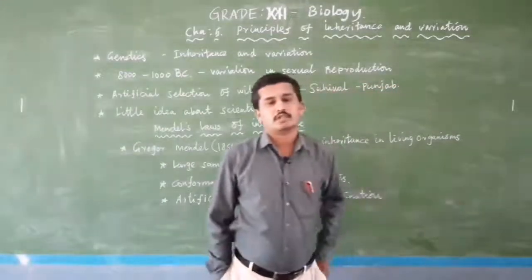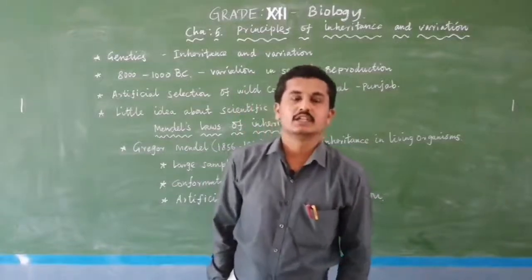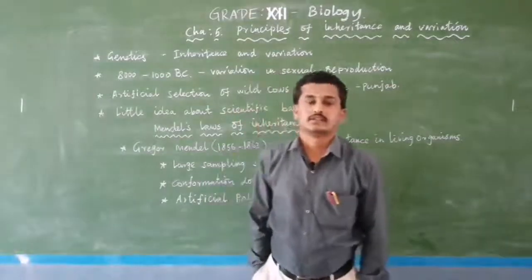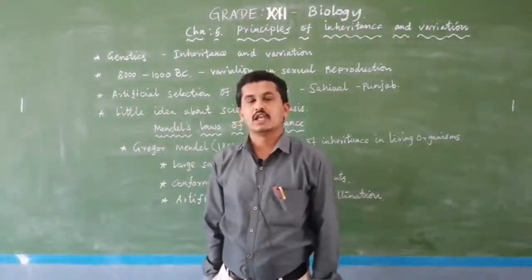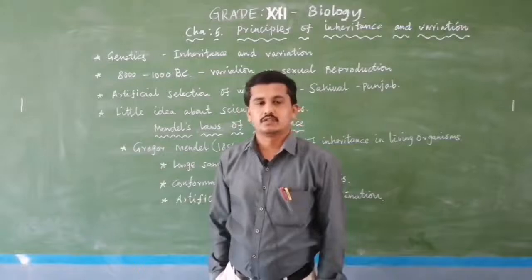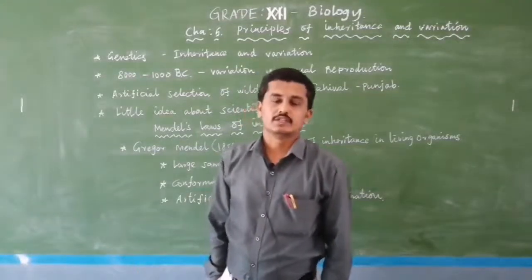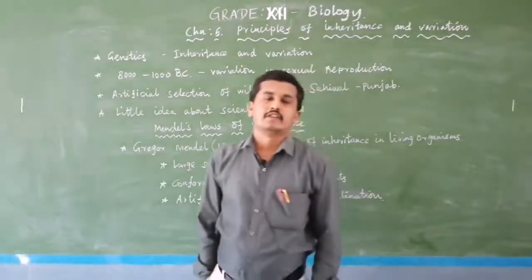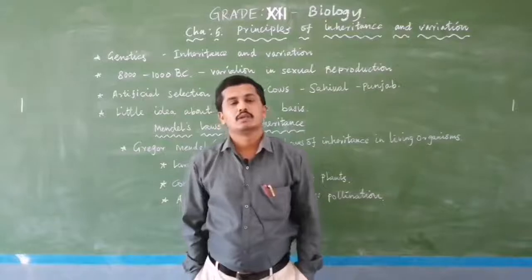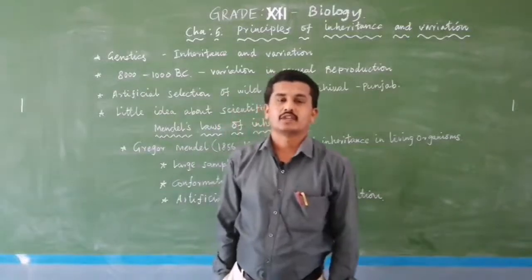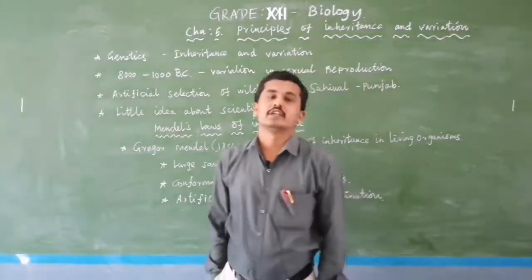The next one is variation. Variation is how children are different from their parents. Normally, variation occurs due to sexual reproduction. We already studied this in chapter 2 and chapter 3. Due to sexual reproduction, variation occurs. Variation is how the children are different from the parents. That is known as variation.